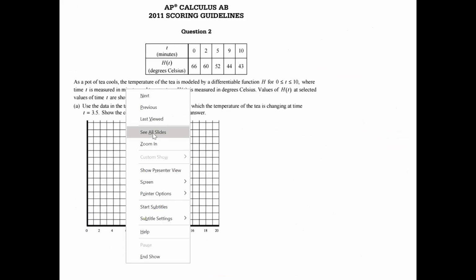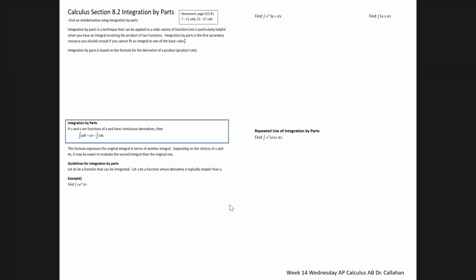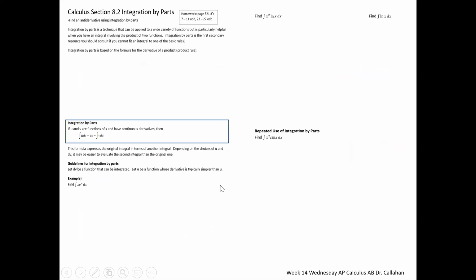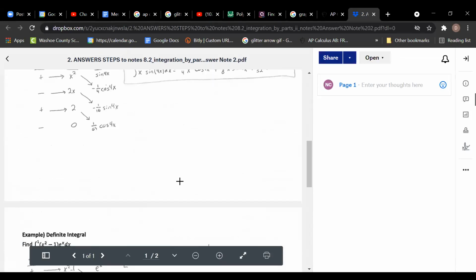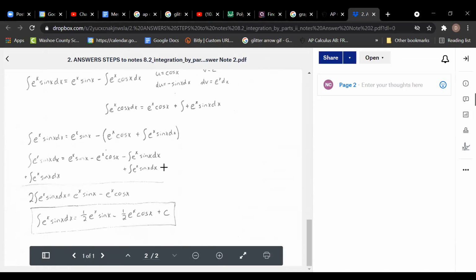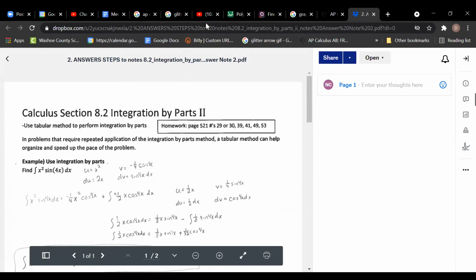All right, so with that said, if you guys feel like you need some additional practice, go on to your week 14 Wednesday guided notes. I have a little bit more practice on integration by parts. So if you want to do that, that's perfectly fine. And I have the answer link right here. So you just go ahead and click on it, and it is going to give you the steps of that. So you can take a look and make sure that you have the correct answer.